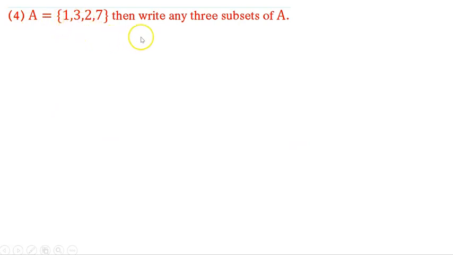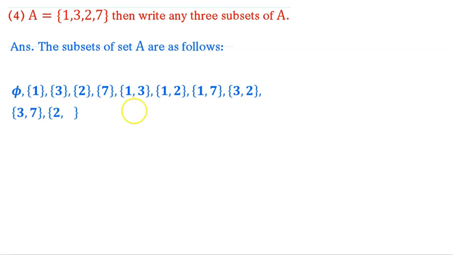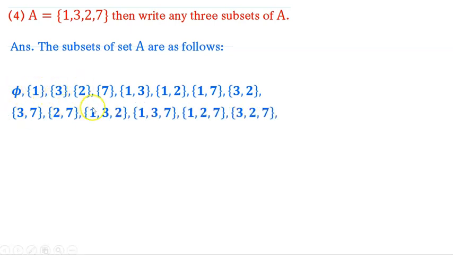3 to 7. Then write any three subsets of A. या प्रकारे आपल्याला ते लिहिता येतील. First subset is 5, next is 1, 3, 2, 7, 1, 3, 1, 2, 1, 7, 3, 2, 3, 7, 2, 7, 1, 3, 2, 1, 3, 7, 1, 2, 7, 3, 2, 7 या प्रकारे आपल्याला ते सबसेट्स लिहिता येतील. Okay, any three subsets you can write here 1, 3, 2, 7.